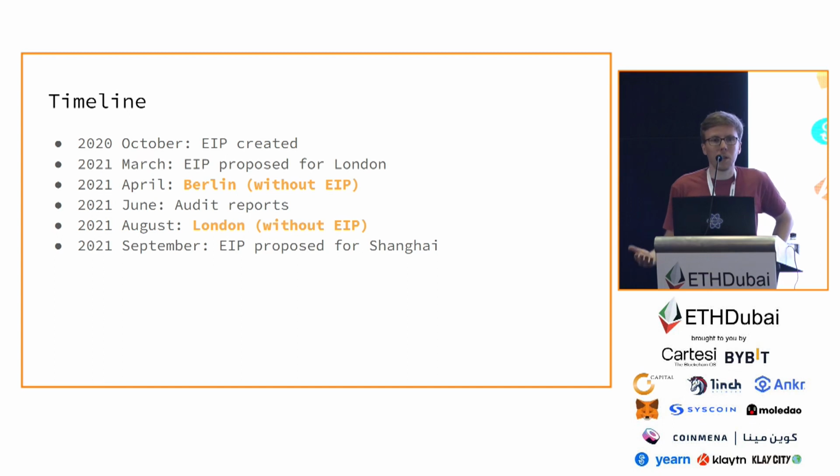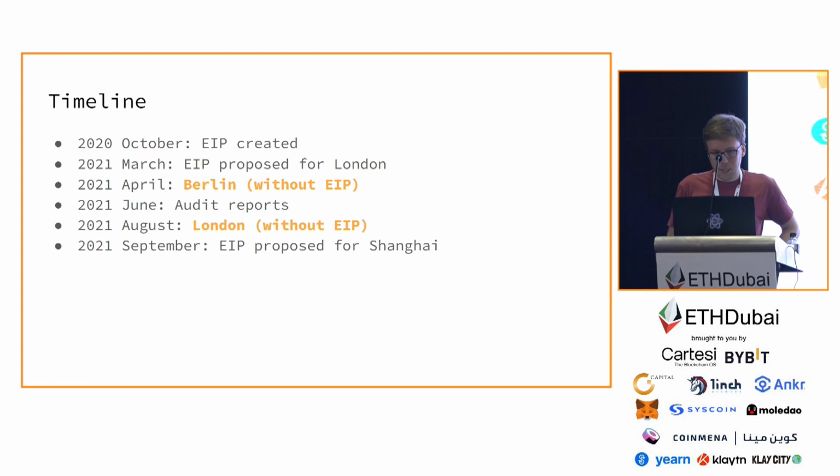Then in September, we were like, okay, no big deal. We'll just give it a new try. The next hard fork that will have room for EIPs again will be Shanghai. So let's just propose it again for Shanghai. Shanghai will be the hard fork after the merge.